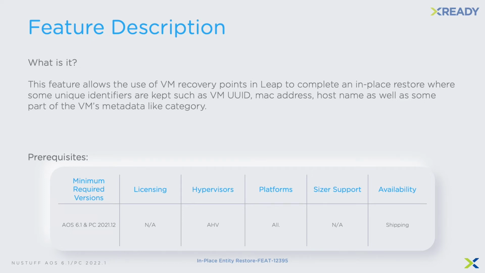There is no additional licensing required for this. Currently, AHV is the only supported hypervisor. It is supported on all platforms. Sizer support, there is no change needed for this feature, and this feature will ship when 6.1 is GA.